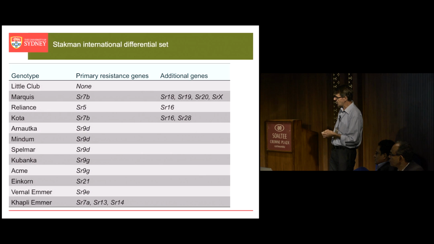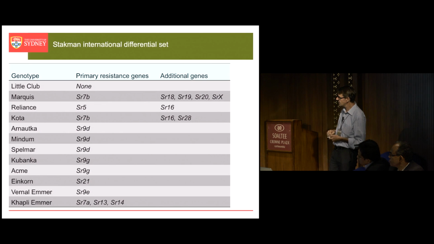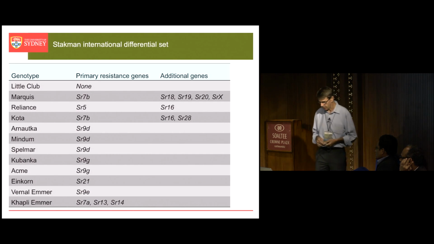I think we said yesterday we're up to SR9H, so there are something like 7 or 8 alleles at the SR9 locus. 3 of those are represented in the Stakman differentials: 9D, 9G and 9E. Then SR21 in einkorn, and then Kapley-Emma, SR7A, 13 and 14. Now in my lab, we don't use this differential anymore. For SR13, we use a line called line S.